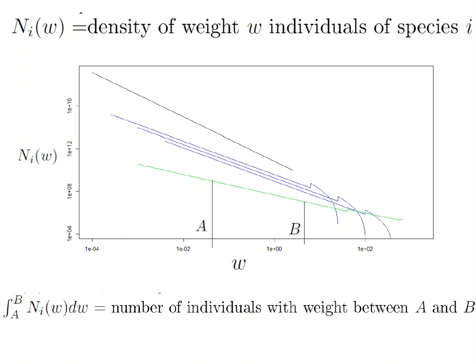So we want to keep track of such things for different species, and we want to see how these things change over time. So I've got here a picture which is showing the abundance of different species at different weights, and you can imagine a picture like this is going to be evolving in time because these fish are eating each other and dying and reproducing and so on.